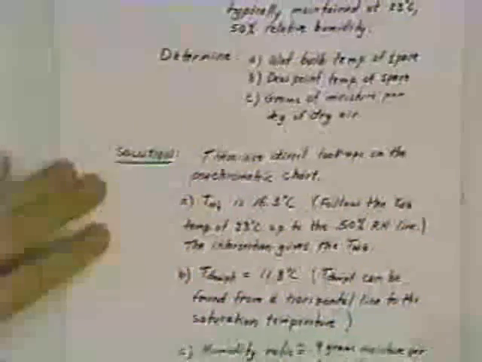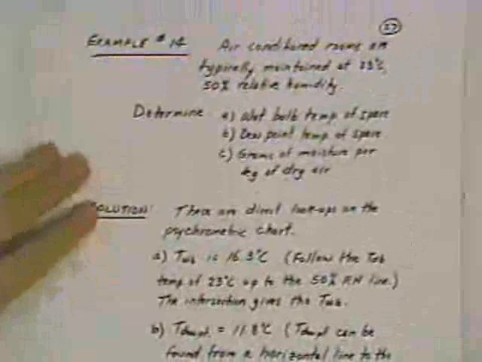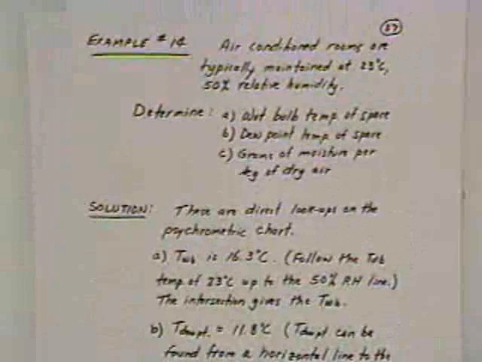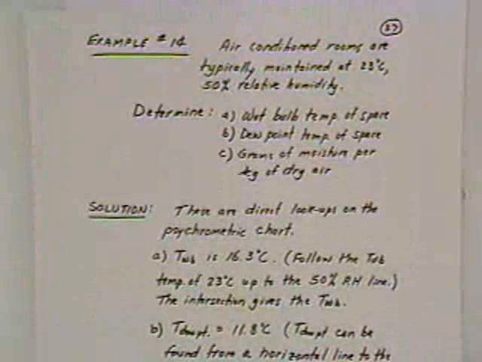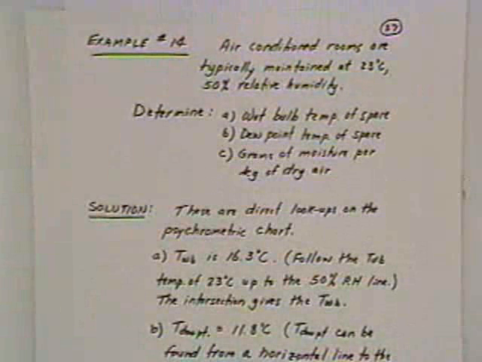Okay, example 14, we're now on page 27. We've got just a lookup problem on using the psych charts. So we've got an air-conditioned room, typically maintained at about 23 degrees centigrade and roughly 50% relative humidity.